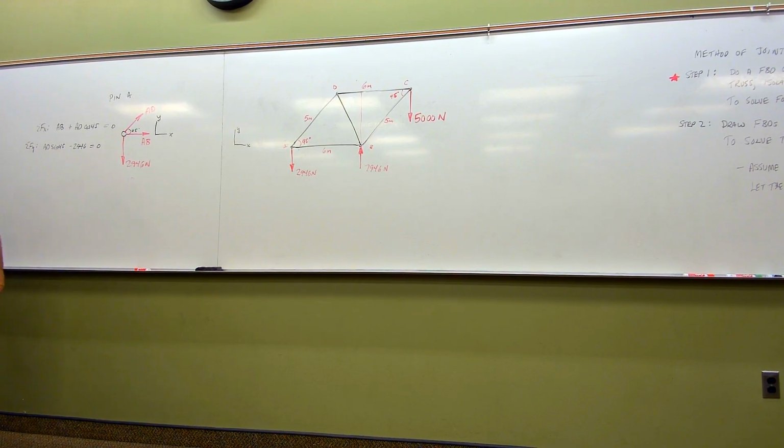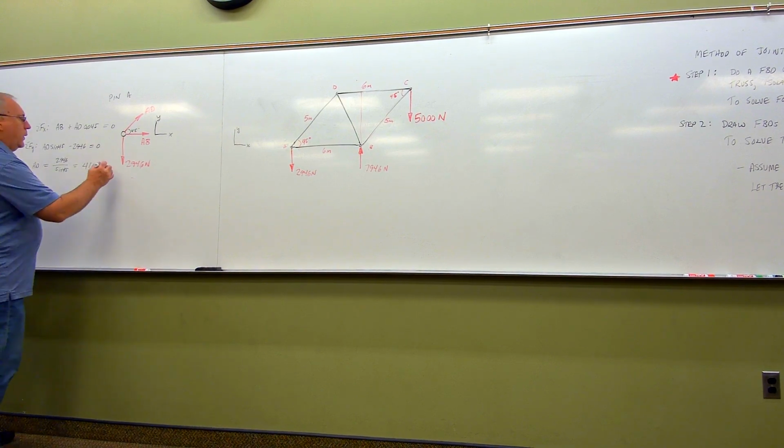Now clearly, from this equation right here, we can solve for AD. So AD, this will become positive on the other side of the equal sign. AD is going to be equal then to 2946 divided by the sine of 45. So 2946 divided by 0.707. So if we plug that in and crank that out, we're going to come up with 4,167 newtons. And folks, very important here, I mean super important, that came out to be a positive number. The fact that it came out to be a positive number confirms that when we assume that that was in tension, it is in tension.